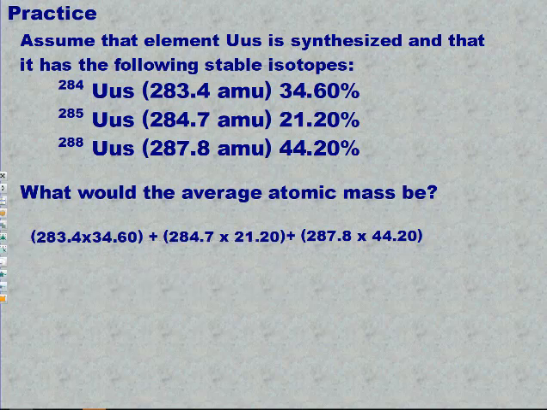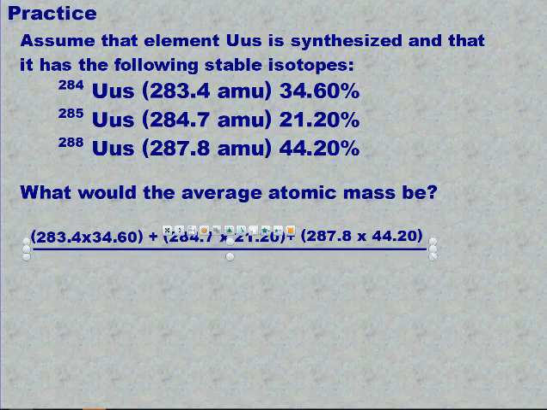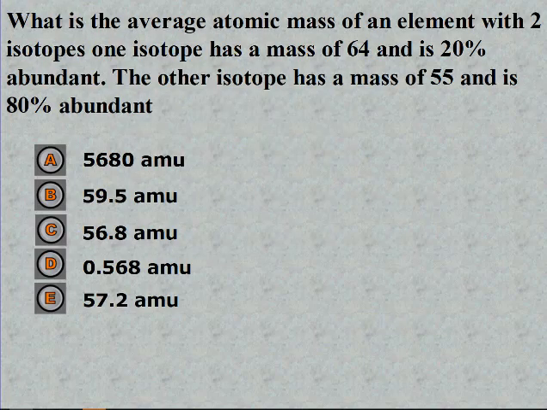Make sure, again, that you divide by 100 at the end, otherwise you're going to get a large average mass that's not between 283 and 287. In this case, after you divide, you get 285.6. The unit is AMU, atomic mass unit. Go ahead and pause the video and try this one on your own. Restart when you have your answer.